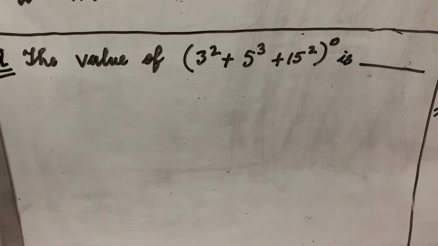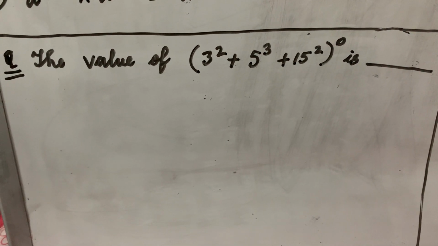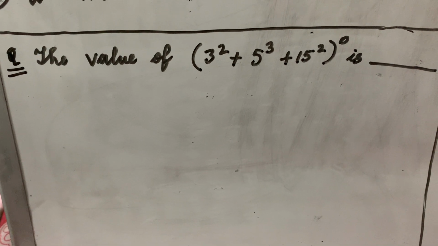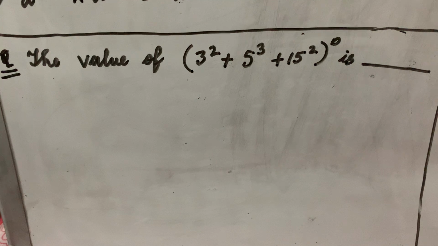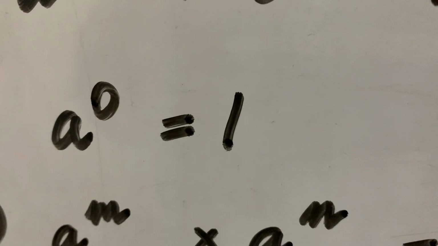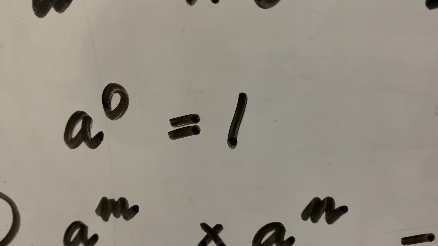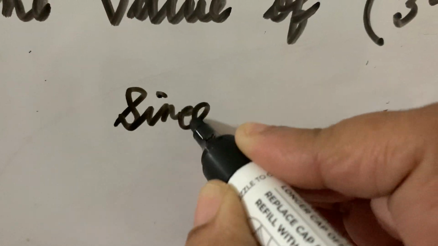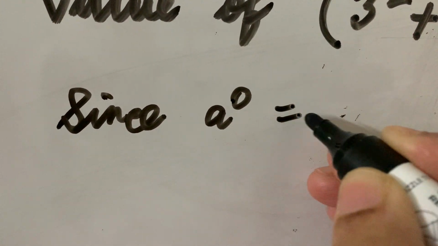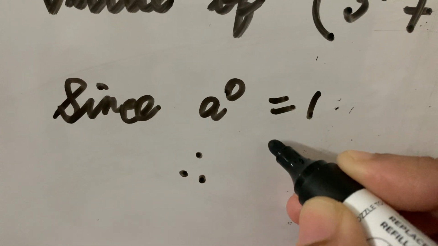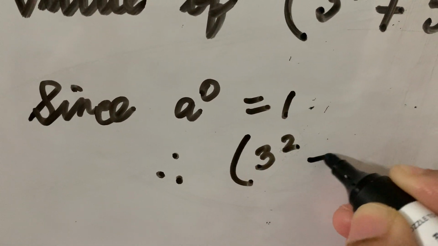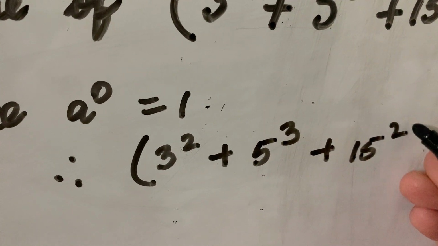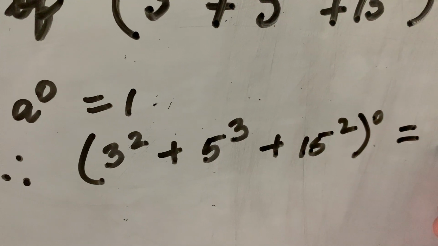The first question is: the value of (3 square plus 5 cube plus 15 square) whole thing to the power 0 is dash. Now we know anything to the power 0 is 1. The formula a to the power 0 is 1, that is anything to the power 0 is 1. Since a to the power 0 is 1, therefore (3 square plus 5 cube plus 15 square) to the power 0 is also 1.